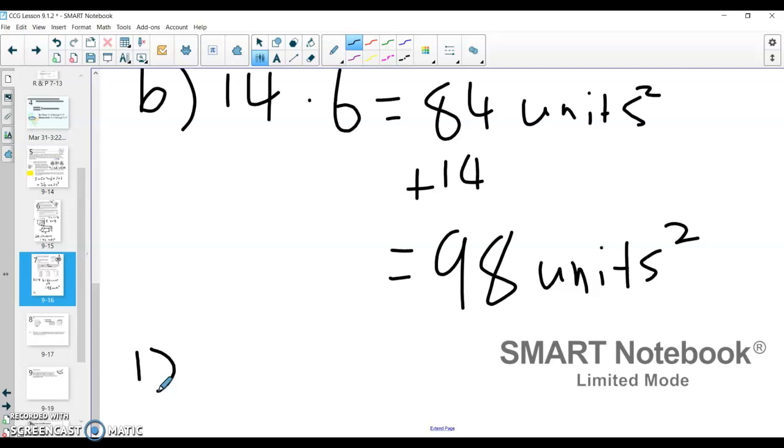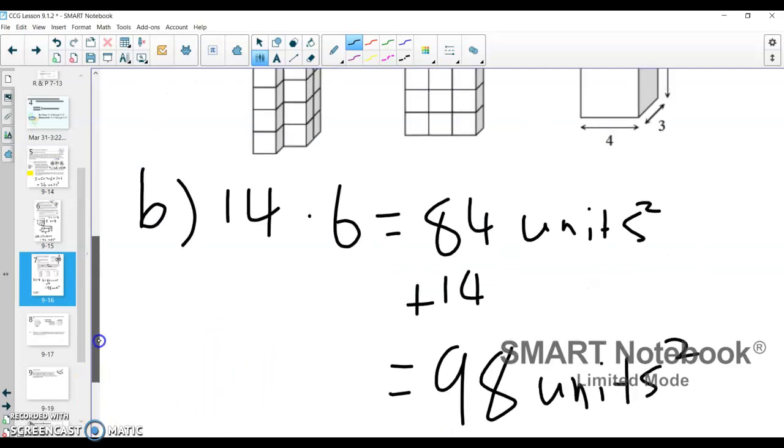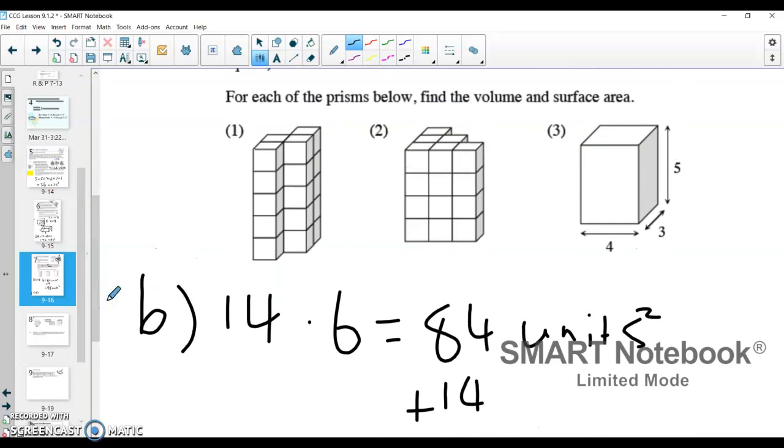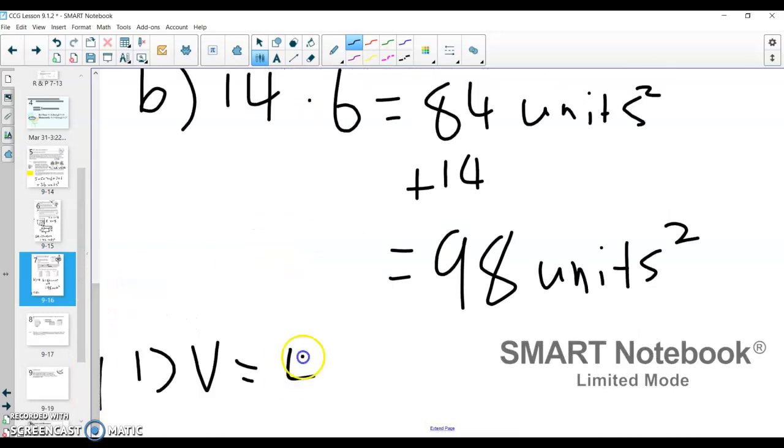So 1, let's start with volume, the volume of 1, and I'm going to do the same thing. I'm going to talk about the first layer, and then I'm going to multiply it by how many layers there are. And so the volume of the first layer, I'll start with the top ones because it's easier to see. You have 1, 2, 3, 4 cubes, and you have 1, 2, 3, 4, 5 as a height. And so you take 4 times 5, and you get a volume that is equal to 20 units cubed.